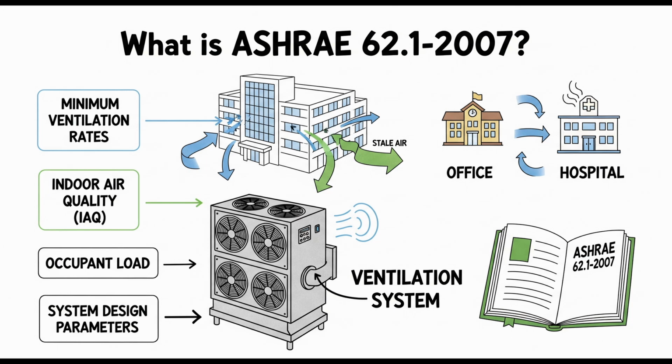Okay, so summing up the two approaches. VRP is the standard recipe, prescriptive, generally easier to apply based on typical assumptions. IAQ procedure is the custom science experiment, more flexible, performance-based, can account for air cleaning and low-emitting materials, but way more complex to design and verify. That's a really good summary.